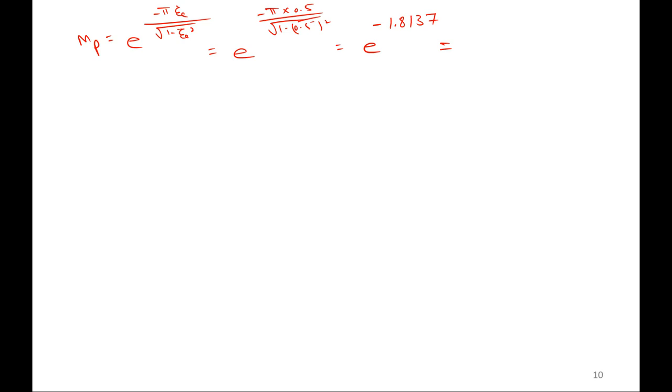So I am getting it as 0.1630. So I want percentage peak overshoot, just multiply by 100. So multiply by 100, I am getting 16.3%. Right, this is the percentage peak overshoot, right? And it is correct. Okay.